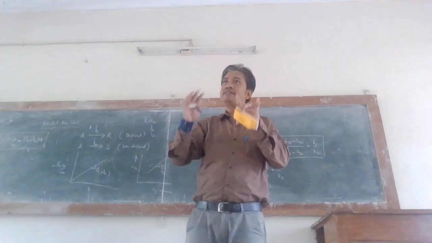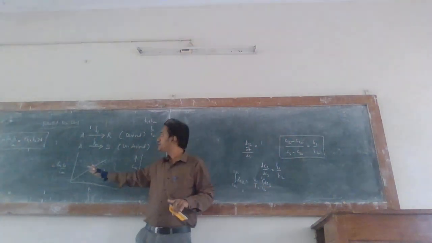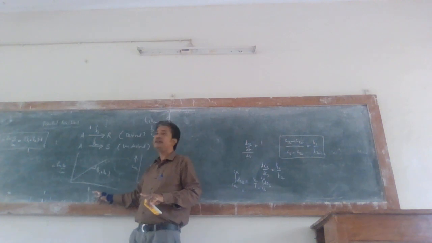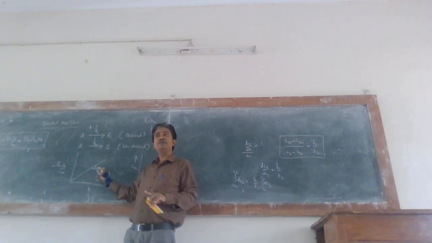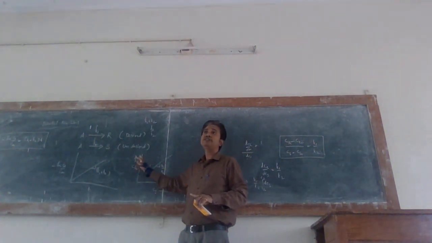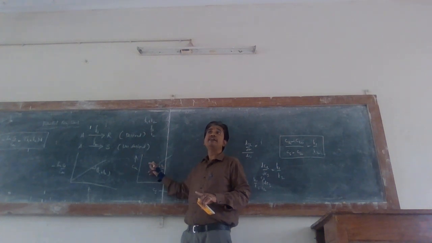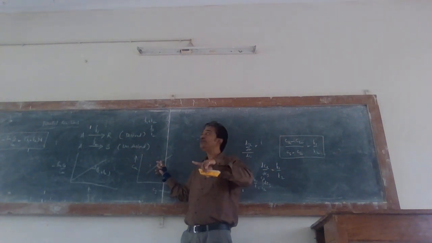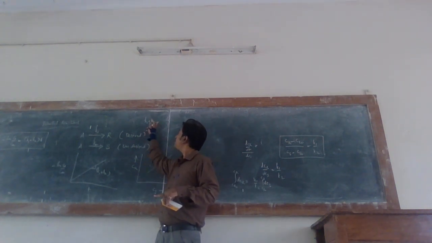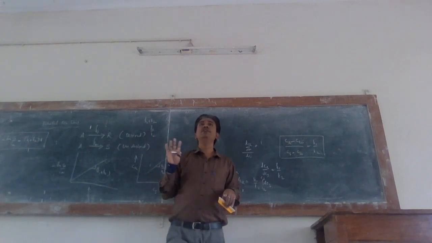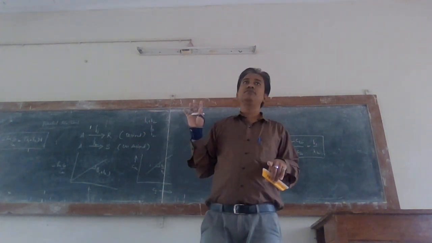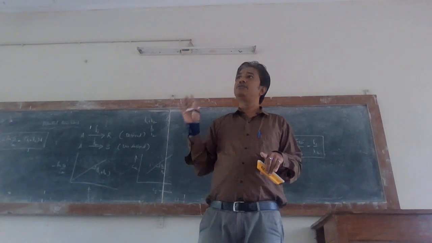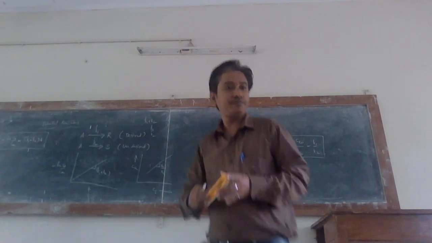Now what is the analysis? I should plot minus ln CA by CA naught versus t so that I'll get a slope of K1 plus K2. I have to plot CR versus CS so that I'll get a straight line with slope K1 by K2. From the values of K1 by K2 and K1 plus K2, I'll get individual values of K1 and K2. Clear? So we do one problem so that you'll analyze.